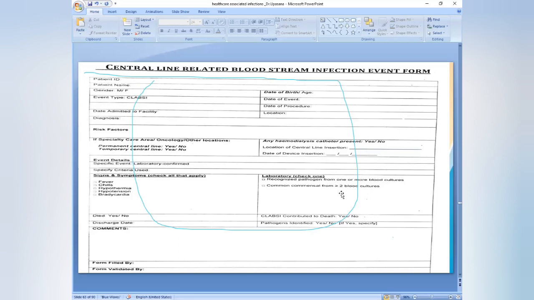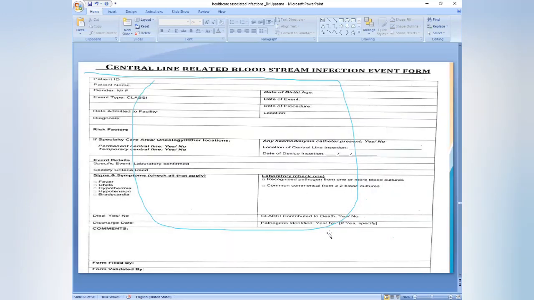We need a laboratory confirmed bloodstream infection. So whether the blood cultures, paired blood cultures, were positive or not, one or more blood cultures positive, and it should not be a common commensal. Even if you are planning to report it as such, please ensure the clinical picture speaks the same way, because reporting a commensal will not help a clinician in your system.